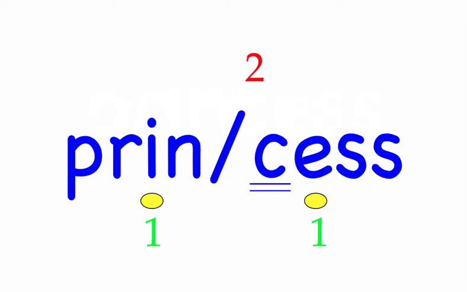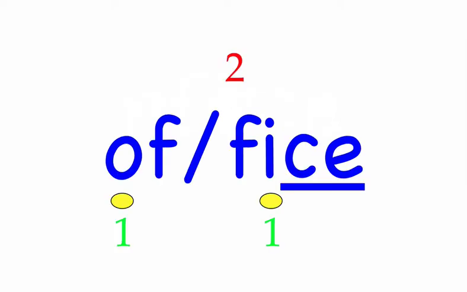Office. My office is closed today. Off, two sounds: ah, F. Fis, three sounds: F, I, S. Office. Mark the word.